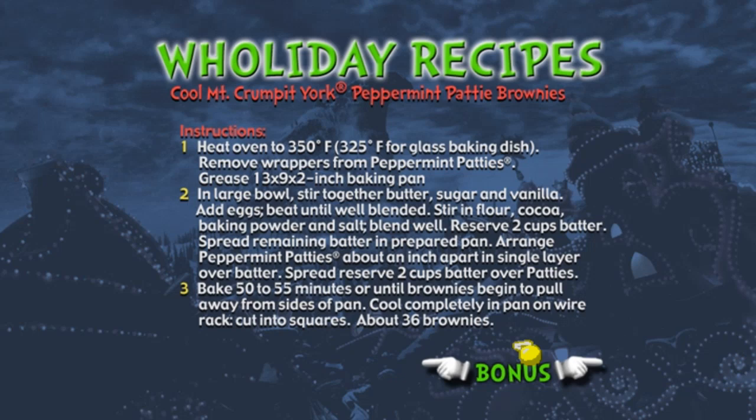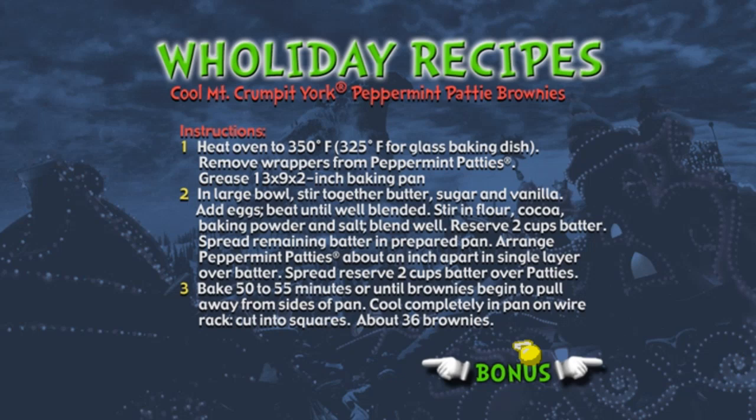Step 2. In a large bowl, stir together the butter, sugar, and vanilla. Add the eggs, beat until well blended. Stir in the flour, cocoa, baking powder, and salt. Blend well. Reserve 2 cups of batter. Spread remaining batter in prepared pan. Arrange peppermint patties about 1 inch apart in a single layer over the batter. Spread the reserved 2 cups of batter over the patties.